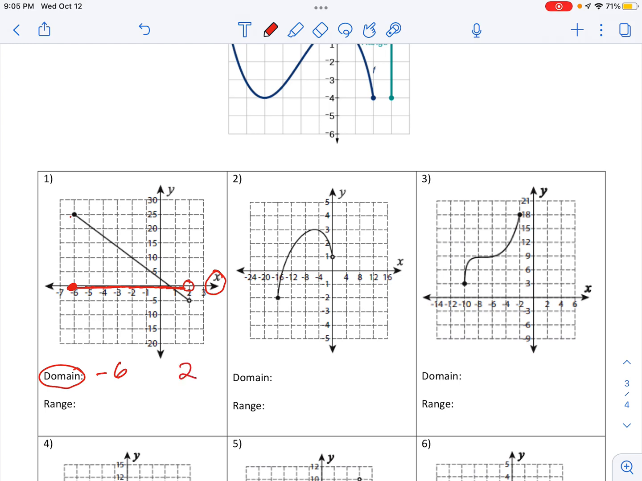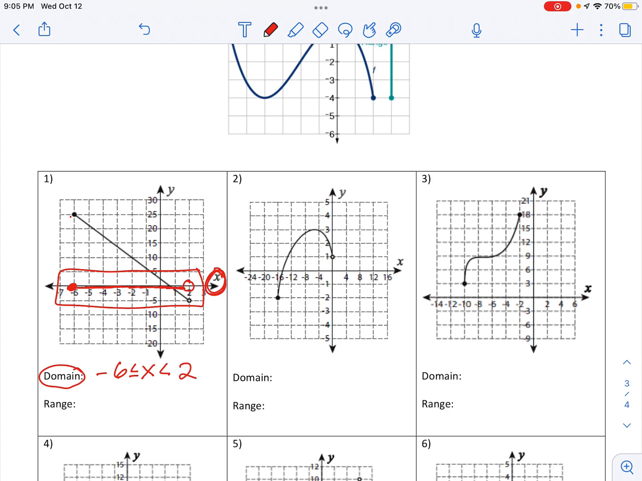We're talking about x's for domain, right? Because we're talking about our x's here. And so we're going to write a compound inequality for this graph. At the -6, we need the equal to bar because it's a closed circle. And at the +2, it's an open circle, so it will not be equal to. All right, so that's how we do the domain.